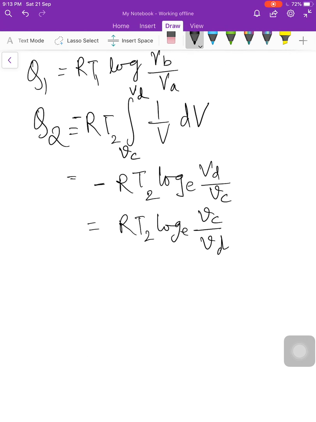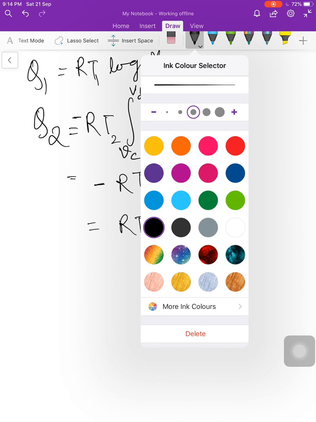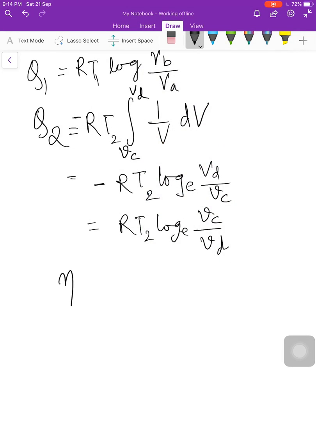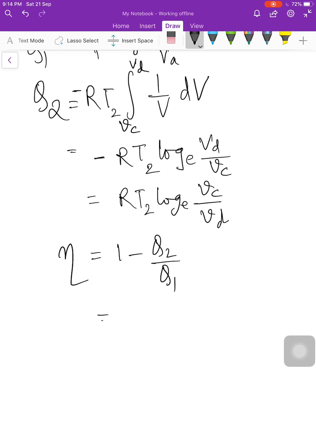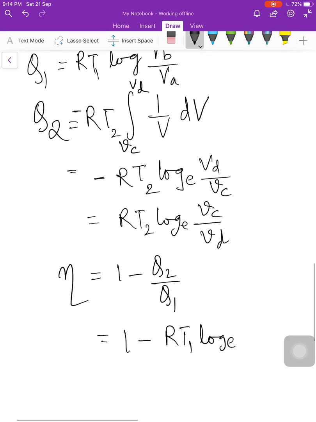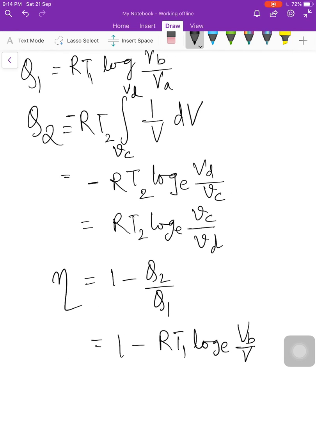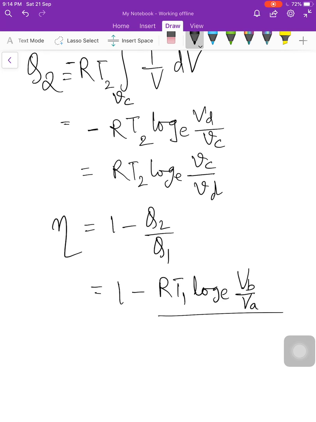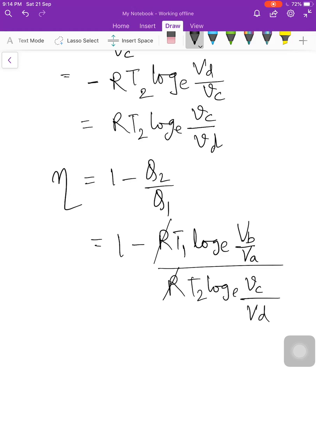Now let us further proceed to find the expression for efficiency. As we saw before, it was 1 minus Q2 by Q1. Let us substitute: 1 minus RT2 log e VC by VD over RT1 log e VB by VA. So you can see your R and R is getting cancelled.